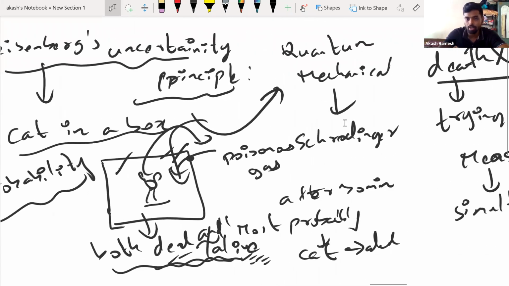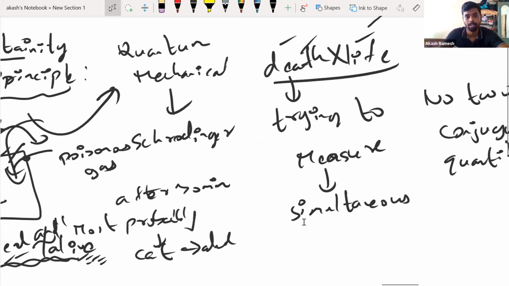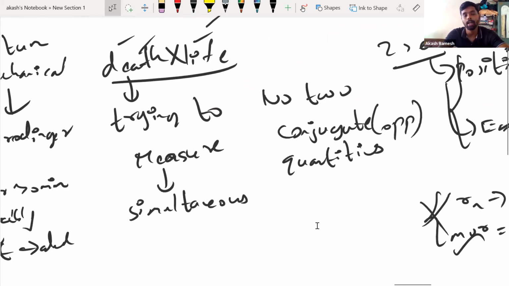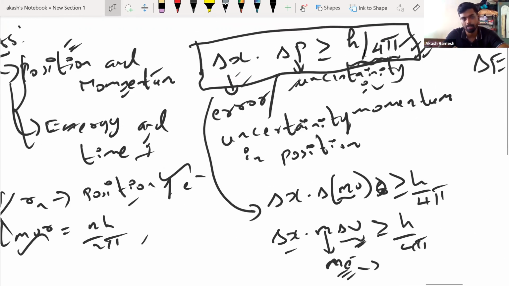So according to Bohr, according to his theory, he was able to measure the position and momentum, that is r_n and mvr, simultaneously, but that is not possible according to Heisenberg's uncertainty principle. There will always be some error, and that minimum error is h by 4 pi, if you multiply the uncertainty in position and the uncertainty in momentum.